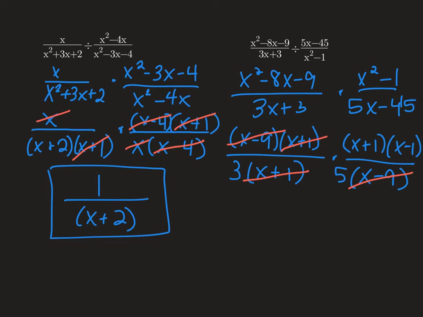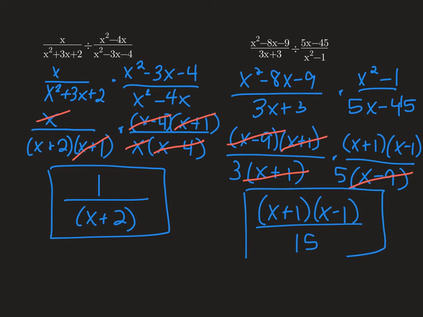And now, because it's multiplication, I'm going to multiply it like normal fractions and just multiply straight across. And again, I'm not going to FOIL these together. I'm just going to multiply what I have straight across here. And so what I get is x plus 1 times x minus 1 over 3 times 5, which is 15. So this would be my final answer.